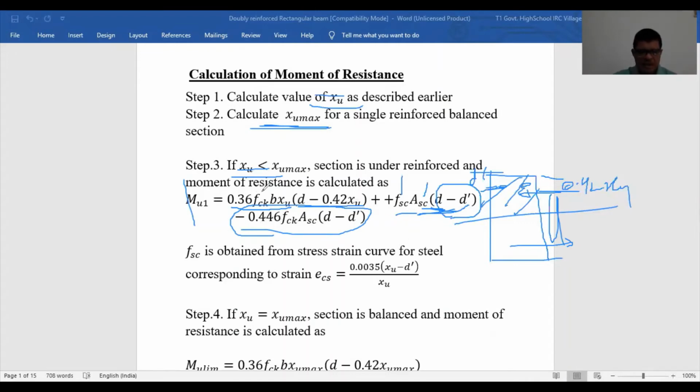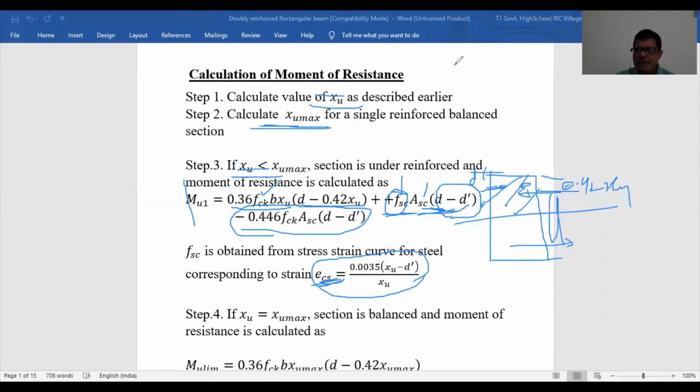Now all the things are known. You know the value of fck, but you don't know the value of fsc. fsc is not your 0.87 fy. fsc is the stress in steel in compression, so you have to find it corresponding to the strain at that level. You know xu, so find the strain at the level of the compression steel using this formula. Then corresponding to this strain, go to the stress-strain curve and find the value of stress in steel. Then you put the value here and find the moment of resistance.